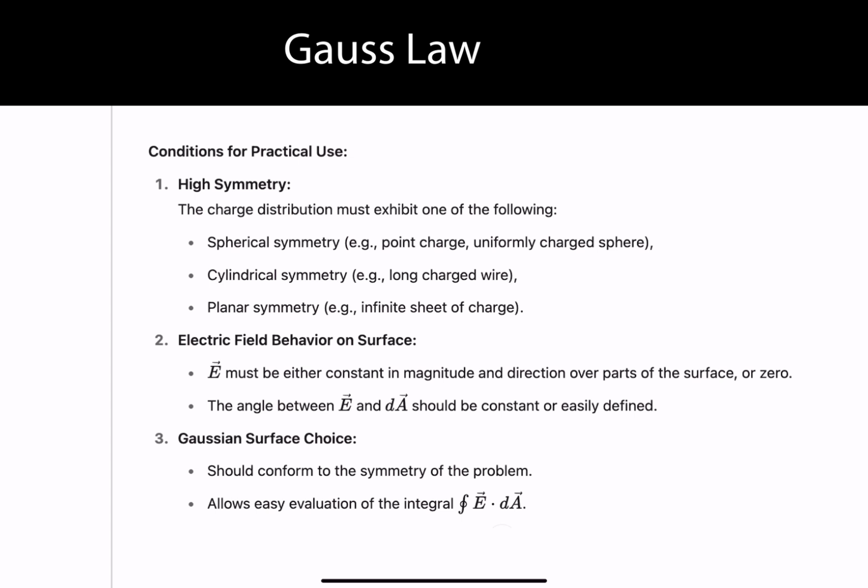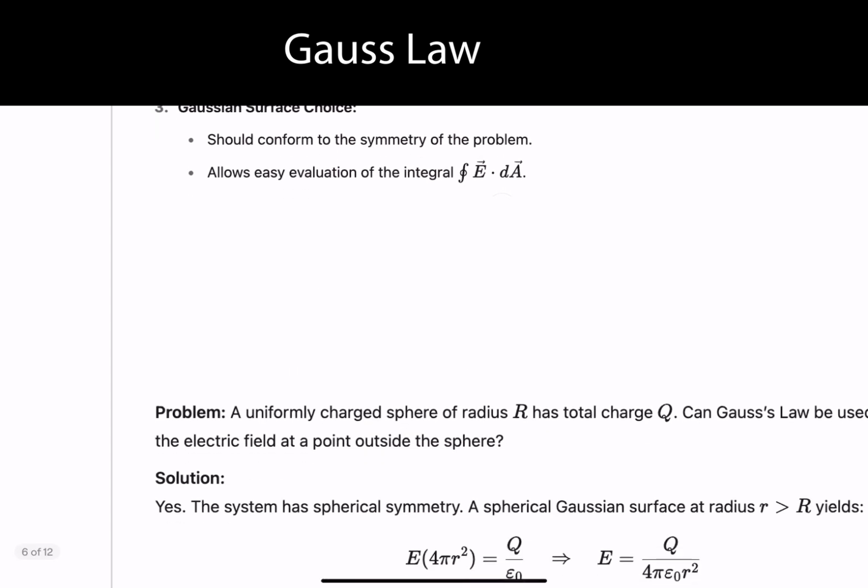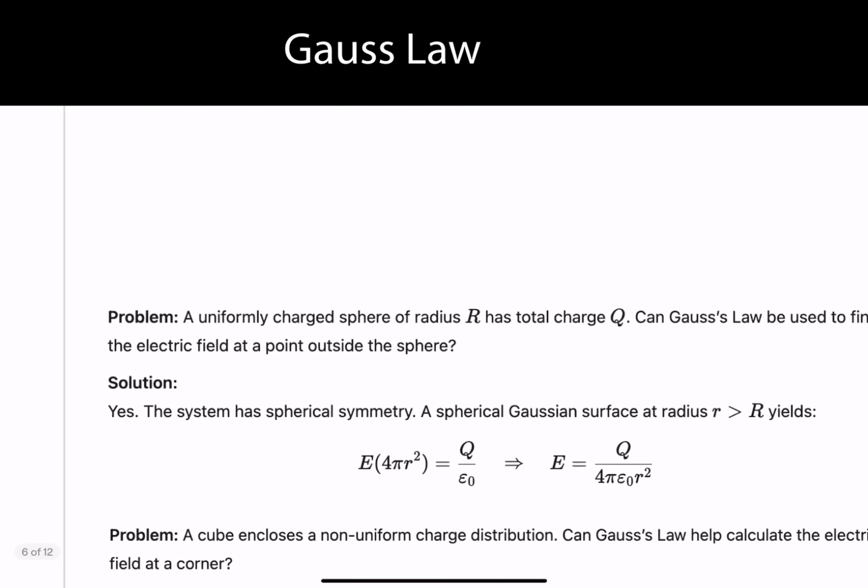Number three, when you try to calculate the flux, you always imagine a surface. Okay, so you have an isolated charge and you imagine a surface. This surface is called the Gaussian surface. And the Gaussian surface should conform to the symmetry of the problem. And this is when it allows easy evaluation of the integral. We're going to use this and then it'll become more clear. Right now, it's just like, what's going on.